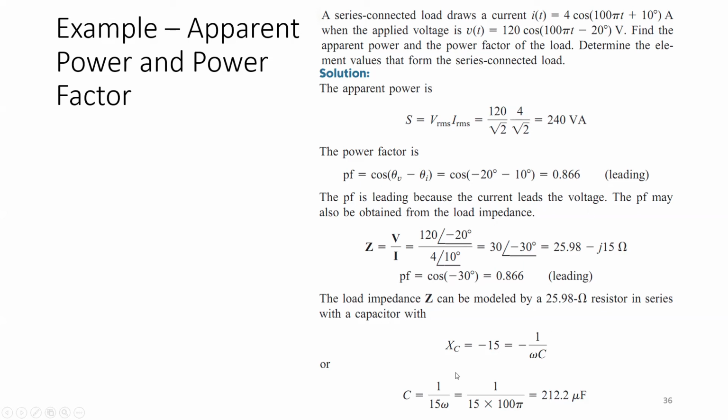So in order to calculate the impedance values, this is the resistive part 25.98 and minus j15 is XC, and as I have already mentioned that XC is minus j upon omega C, so equating minus j upon omega C with this minus j15, we can calculate easily the value of capacitor. Omega would be 100 as mentioned in these two relationships. In this way we get the capacitance value of 212.2 microfarad.